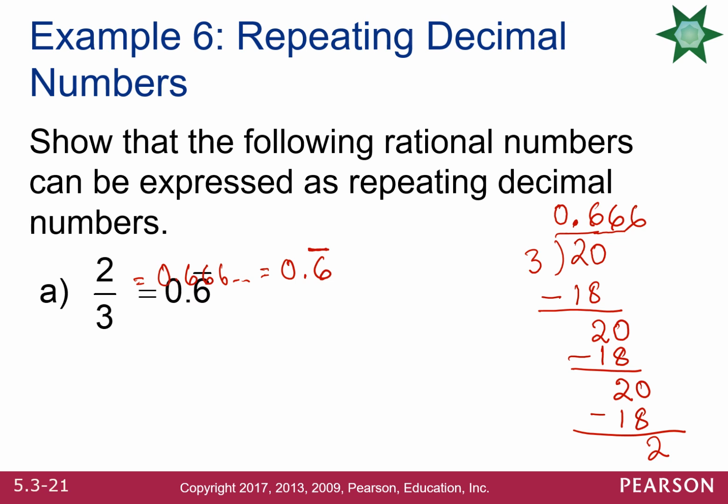The next one says, just a second, let me pull that up. It's 14 over 99. So again, start with the division process. 14. All right, let's do it here. 14 divided by 99.